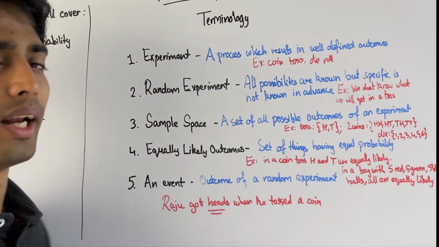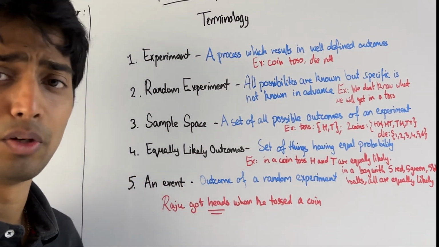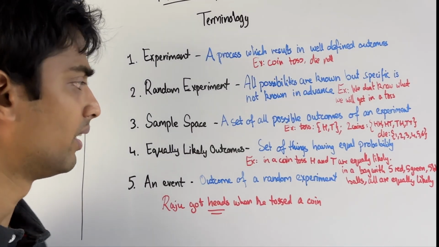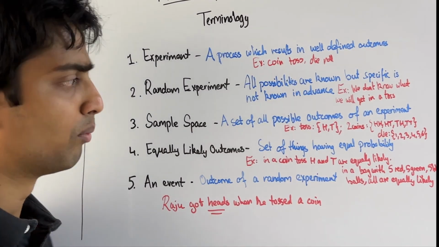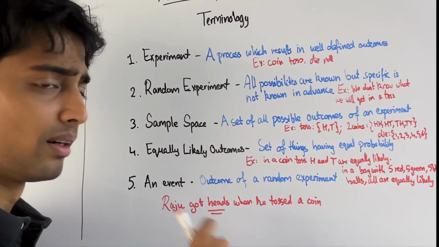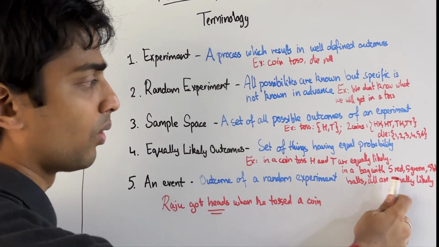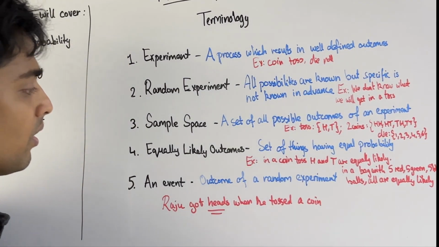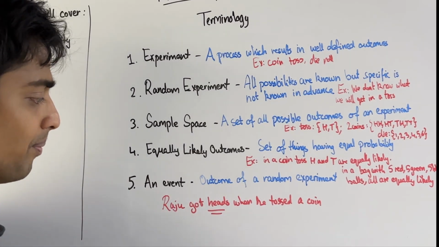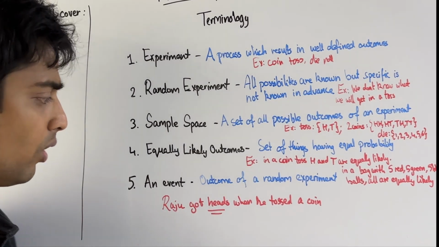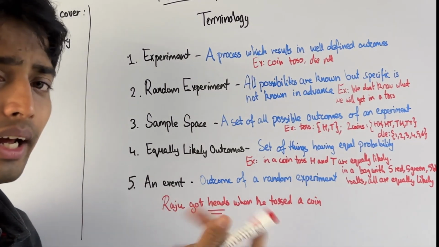Now, what are equally likely outcomes? When we toss a coin, getting heads and tails is equally likely. So these are equally likely outcomes. Now let's say in a bag there are 5 red balls, 5 green balls and 5 blue balls. Then picking a ball at random, the ball can be anything. So all are equally likely because all are equal in number. Now what is an event? An event is an outcome of a random experiment. Let's say Raju tossed a coin and he got heads. So this is an event which is happening. This is an outcome of an experiment.